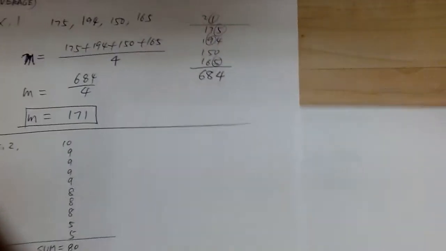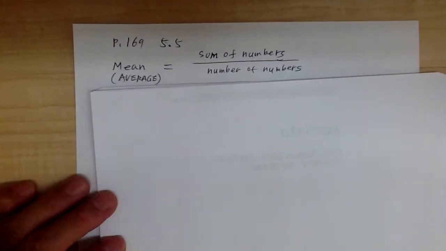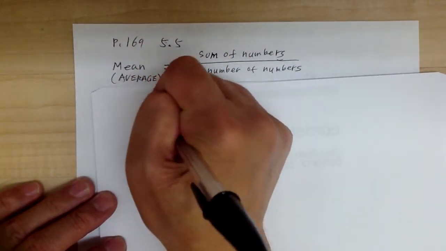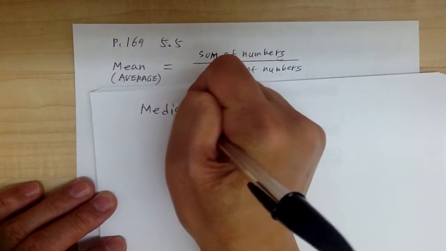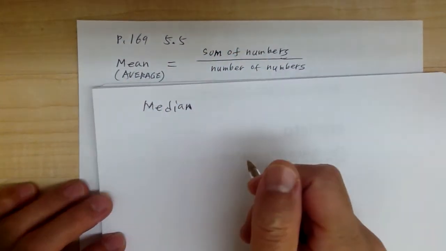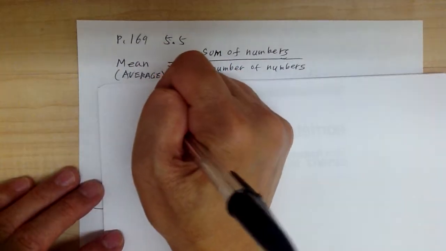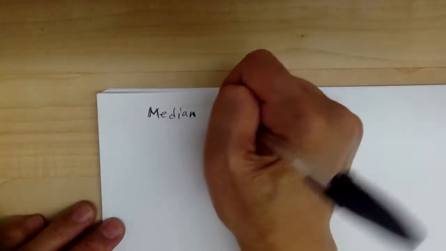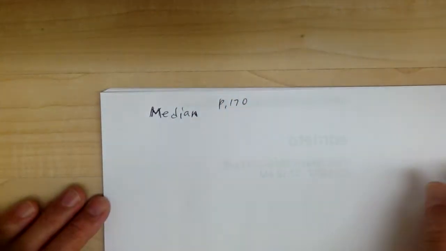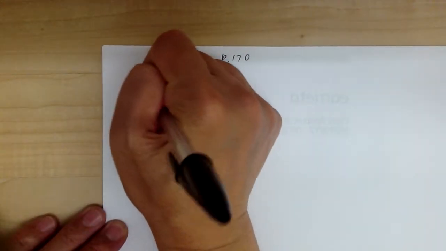Okay, now the next word is median. So make sure you don't get the two confused. Okay, so let's go and use a capital M for median. So median is a middle number. So median means a middle number. So this is on page 170. So let's go to example 3.